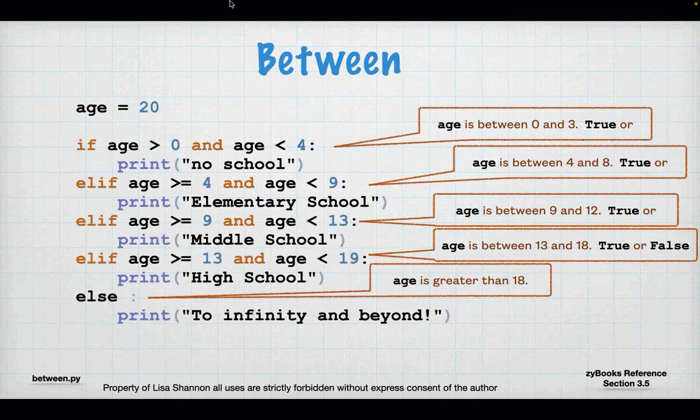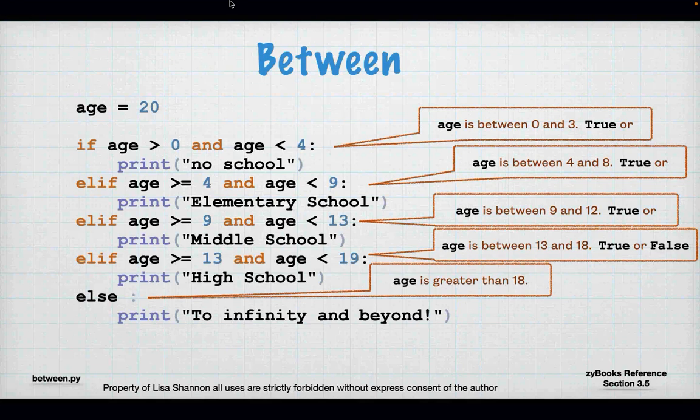So how do I write this up? How do I tell them, based on someone's age, what school they're going to go to? The way I do that is I use this concept of between, and I use and as my Boolean operator. So you'll see that all of these statements are all checking age. Every single one of them is checking age. And I have my youngest to my oldest. Order is important when you are doing this, because if you get these out of order, you'll get the wrong answer. And I can show you that in a minute.